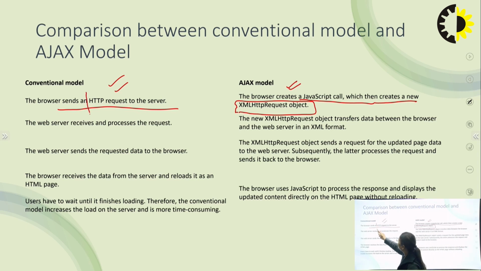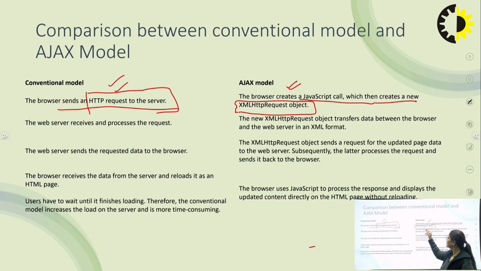In the conventional model, the browser creates the HTTP request and sends it to the server. But in the Ajax model, the browser creates this JavaScript call with the new XML HTTP request object, and this XML HTTP request object goes to the server. Now the second is the web server receives and processes the request with the help of the HTTP protocol. In Ajax technology, the new XML request object transfers the data between the browser and web server in an XML format only.